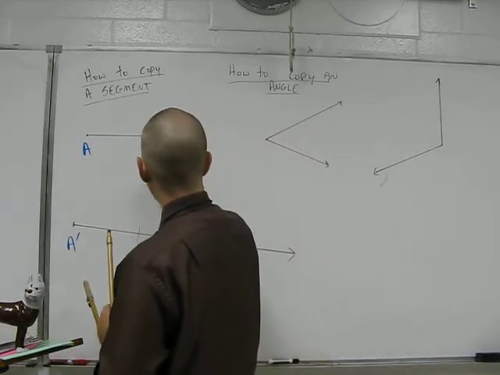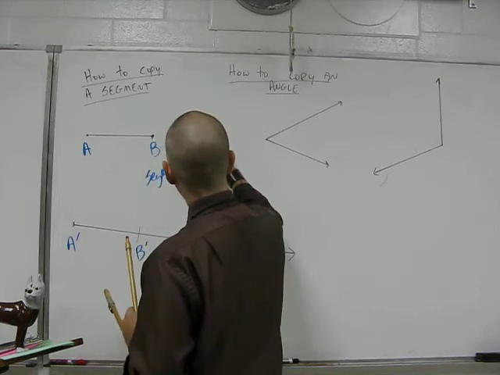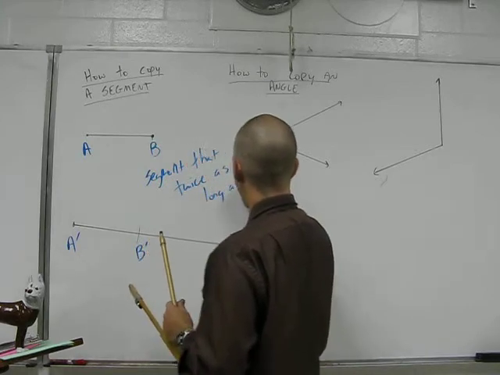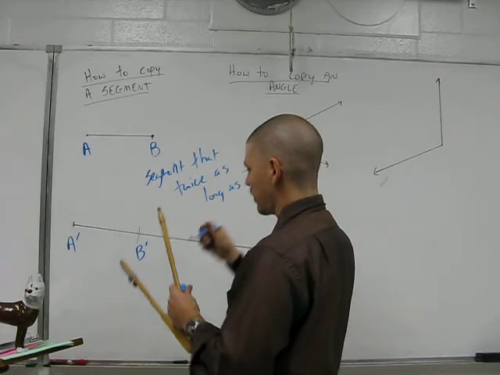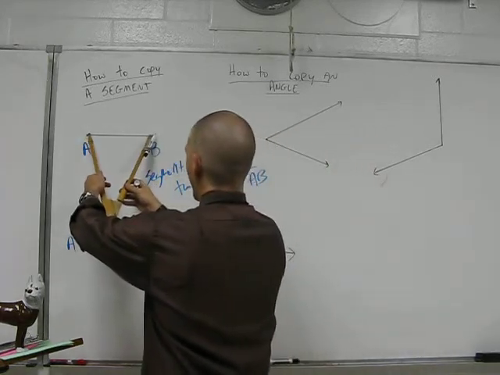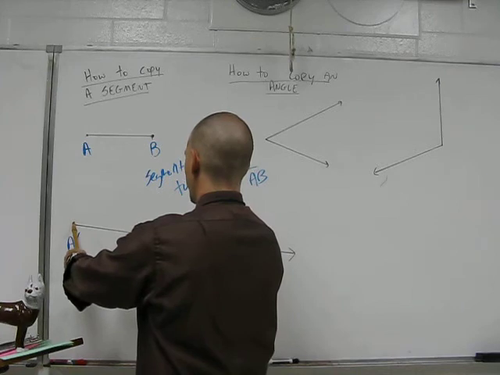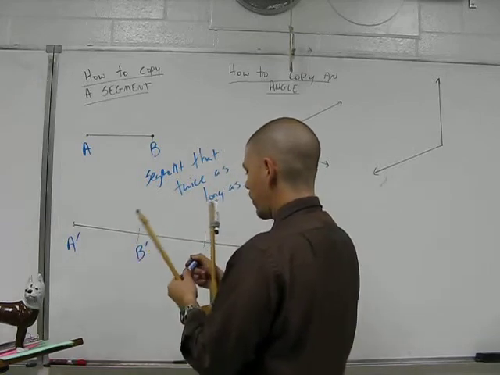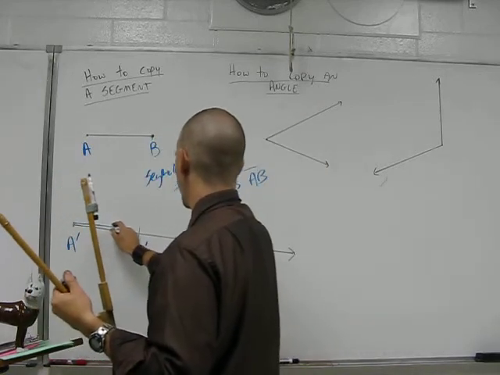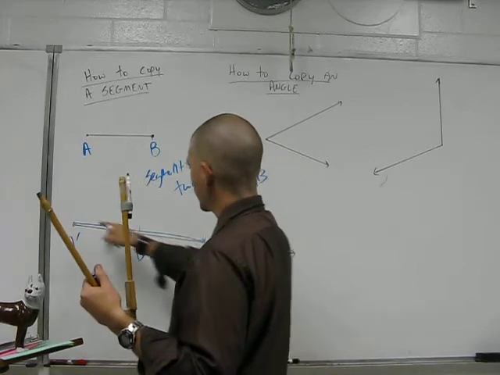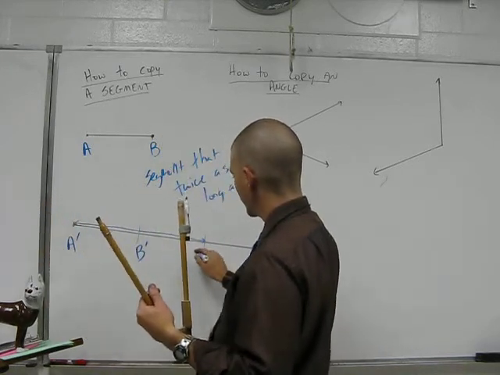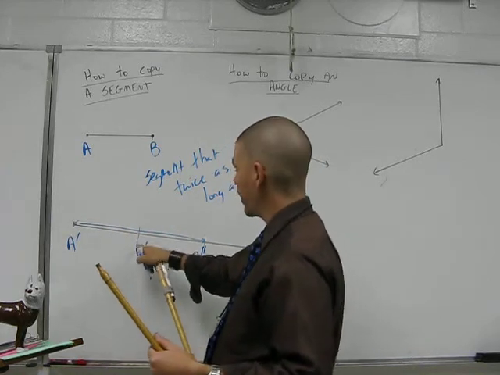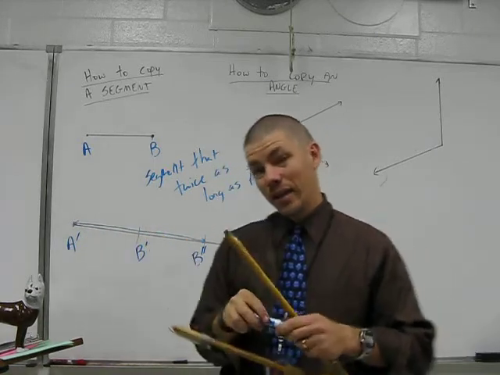What if I need a segment that is twice as long as segment AB? Twice as long denotes 2, right? So I go A to B prime, and then B prime to there. Bam! This segment from A prime to here is twice as long as AB. I label that B double prime, because it came from B prime, which came from B. And that is exactly how you copy a segment.